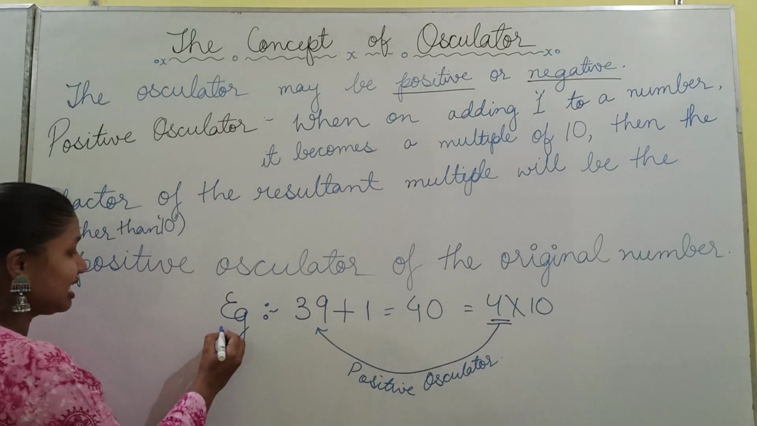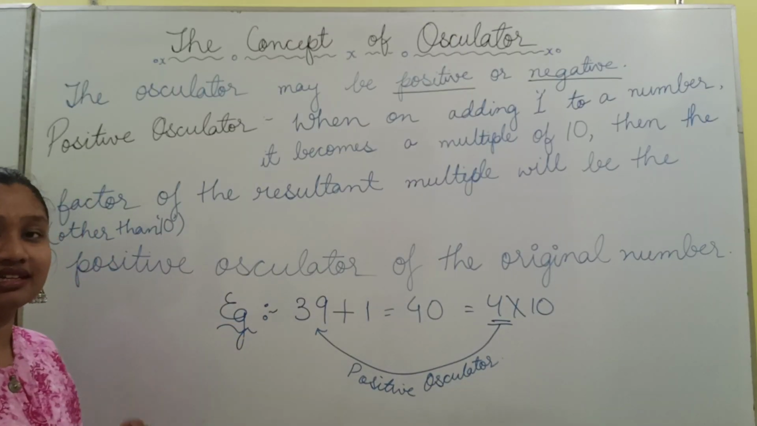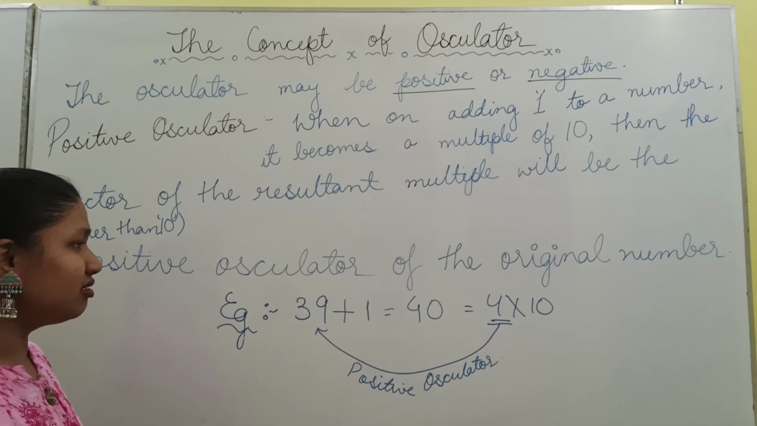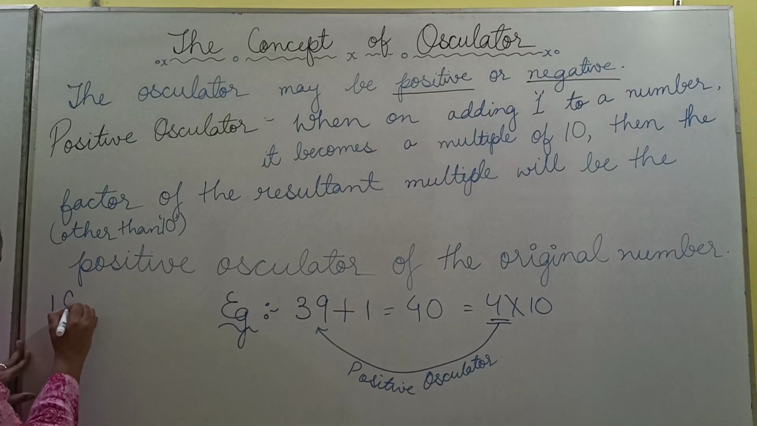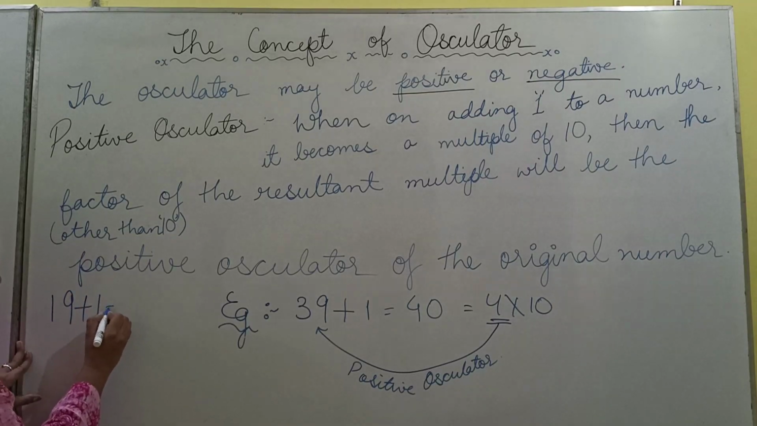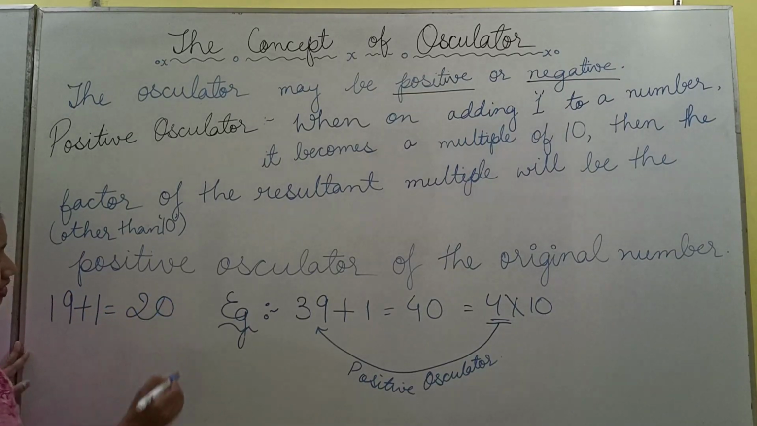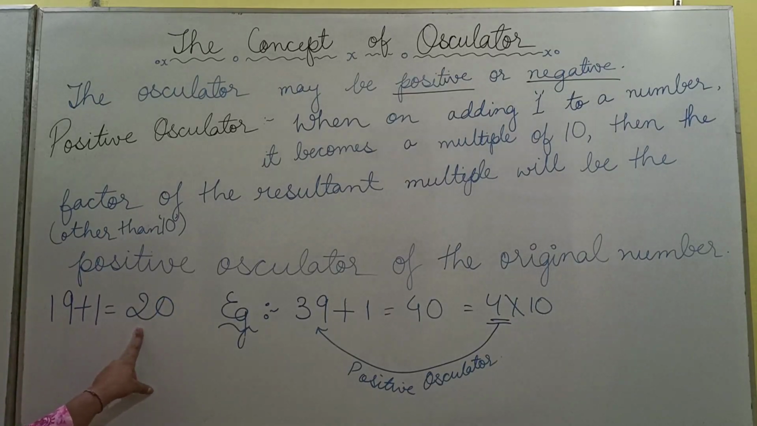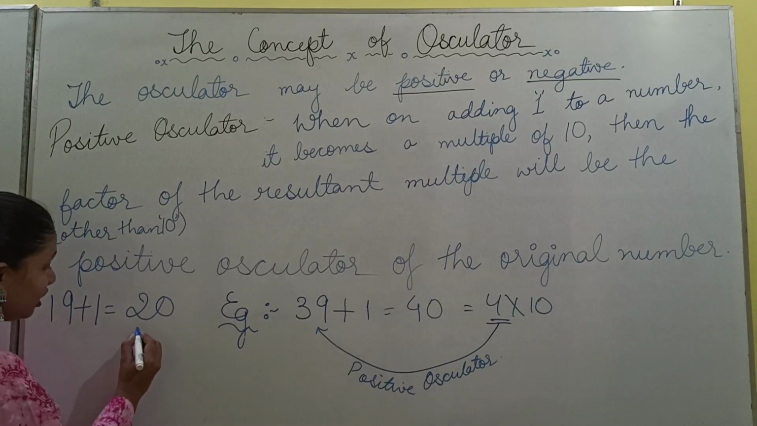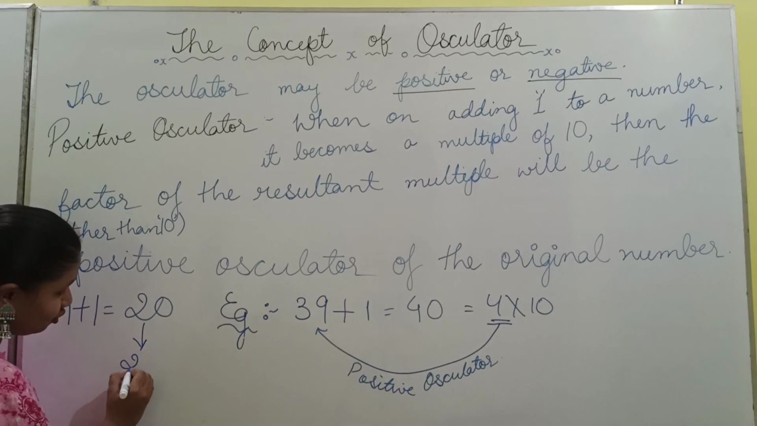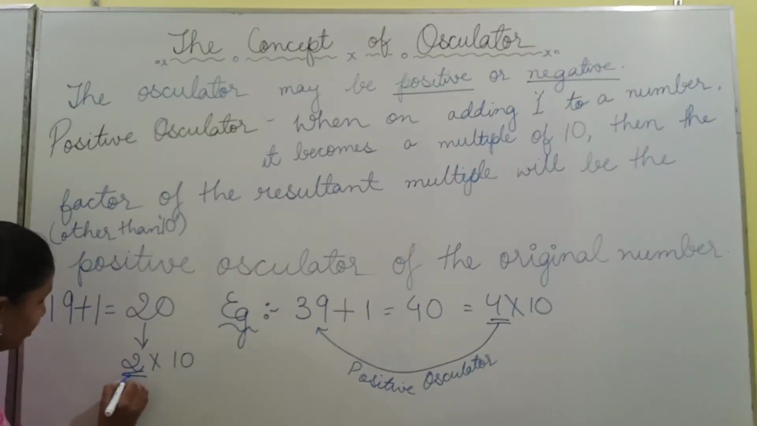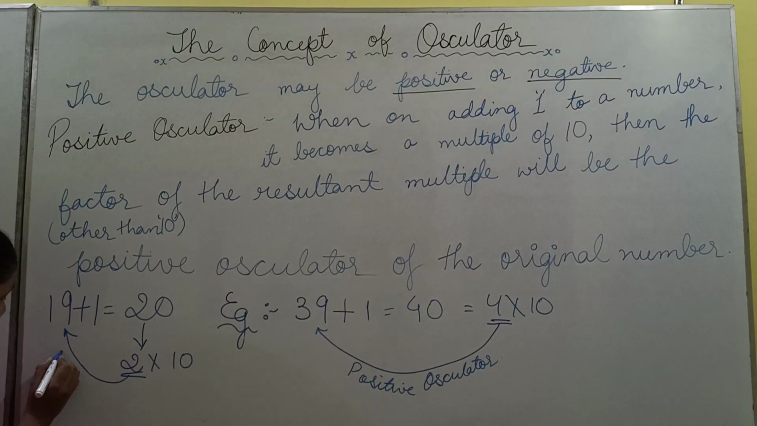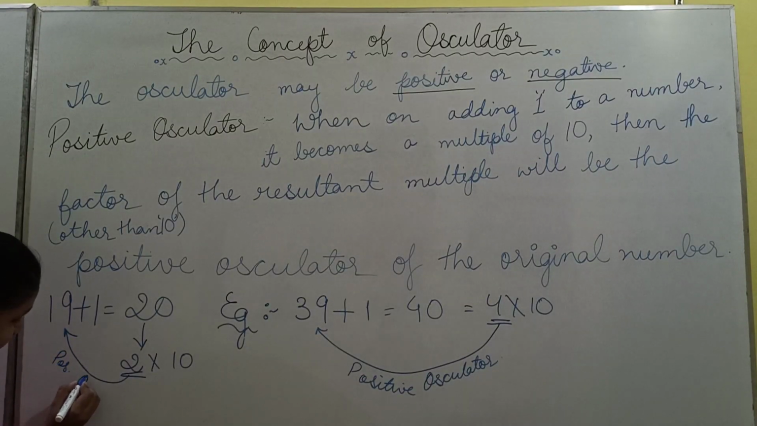Now, let's understand this by taking another example. Let's take 19. If we add 1 to 19, we will get 20, which is of course a multiple of 10. Also, we can write 20 as 2 into 10. So this 2 will be the positive osculator of 19.